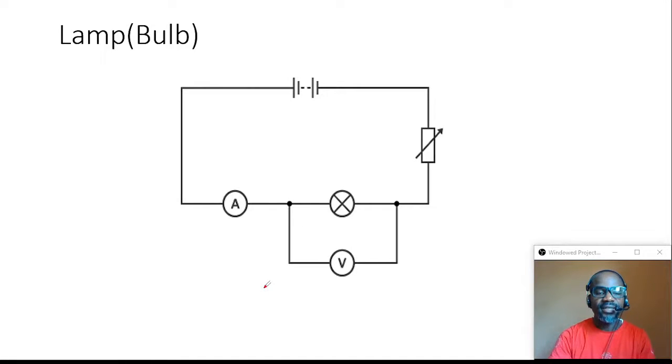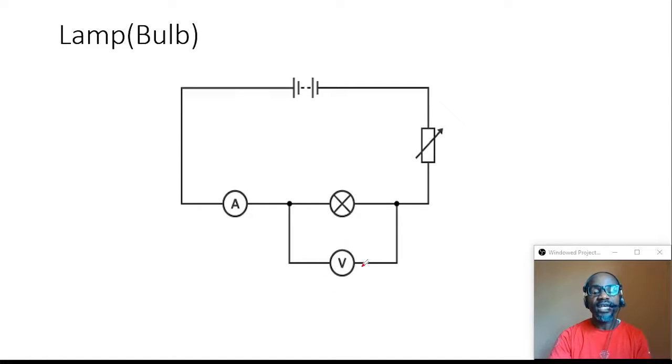All right, our discussion today is centered on the characteristics of a lamp when it is connected in an electric circuit as shown. This schematic diagram shows what happens when a lamp is connected, and what kind of characteristics we are going to obtain between current measured by the ammeter and voltage measured by the voltmeter, right?